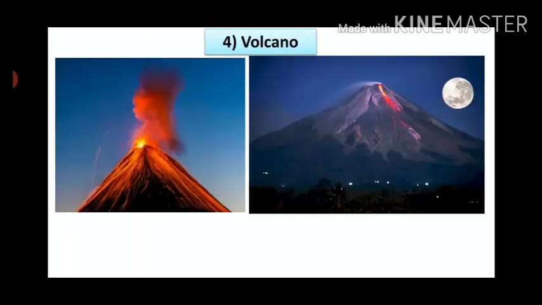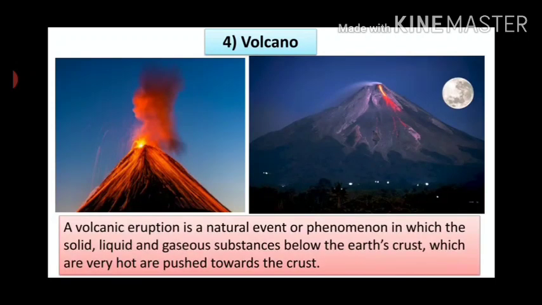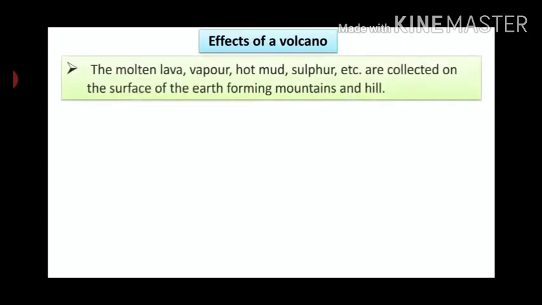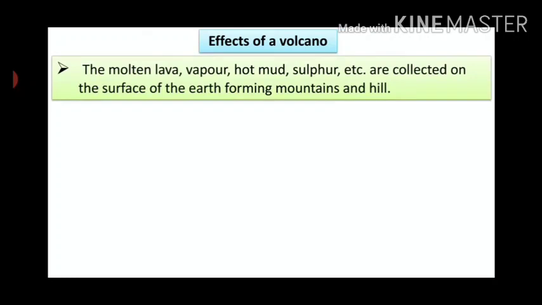Next we will see the volcano. Just observe the picture. You can see the red fire-like burning thing coming out. A volcanic eruption is a natural event or phenomenon in which the solid, liquid and gaseous substances below the earth's crust, which are very, very hot, are pushed towards the crust, and the things from deep under come out. Now what are the effects of a volcano?